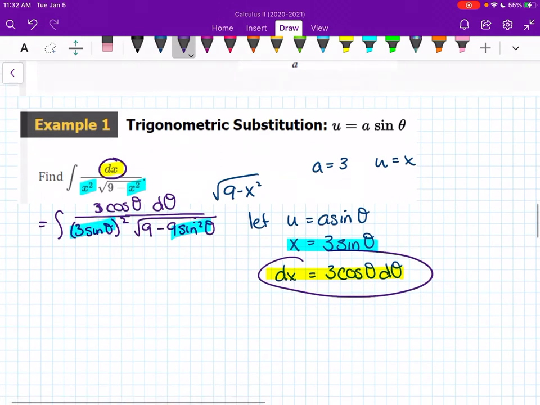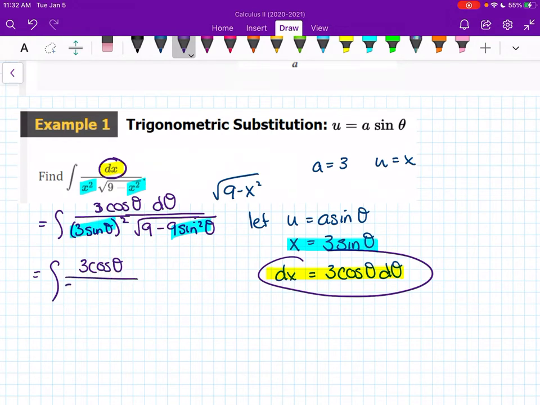So once I do that, then I can go ahead and simplify. Oops, let me change that. 9 sine squared theta. My goodness. And then I can pull out a 9 here, 1 minus sine squared theta. So then I have 3 cosine theta on the numerator.